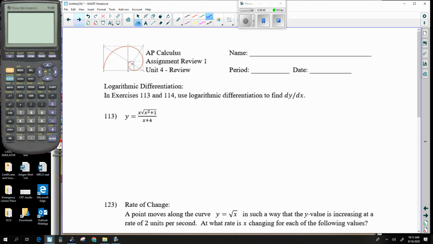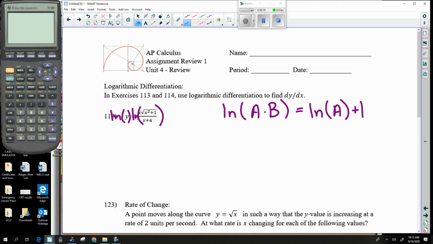Use logarithmic differentiation. I think I kind of melted down a little bit on the last one. I know how to do logarithmic differentiation a lot better now. The idea is this: I'm going to take an ln of both sides. The thing to notice is that if you have an ln of a times b, for instance, an inside multiplication is a natural log of a plus natural log of b. So a multiplication on the inside is an outside addition.